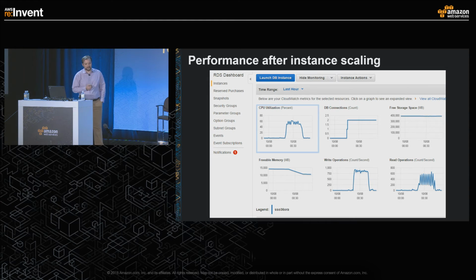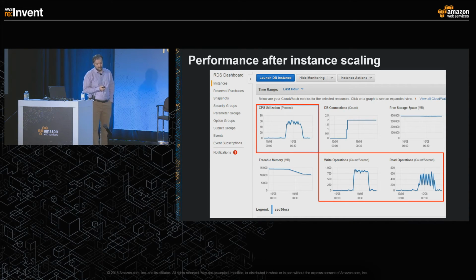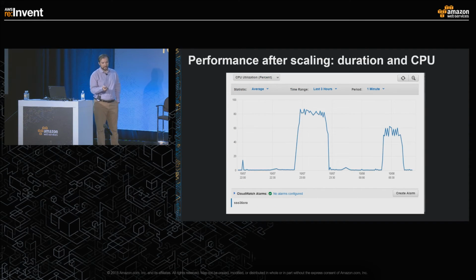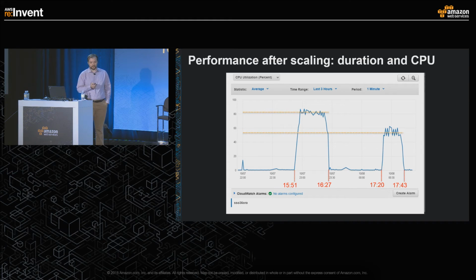So what happened to my instance after scaling? CPU definitely went down. It's now about 50 to 55%. My reads and my writes increased. And if you look in detail on the detailed statistics, the duration of the previous run was about 36 minutes. After scaling, I was able to get it done within 23 minutes. My CPU was around 80% in the past. It became around 55% with the larger instance type.